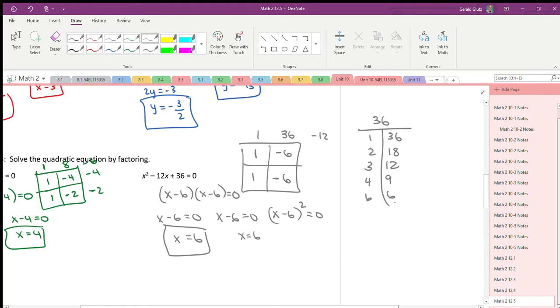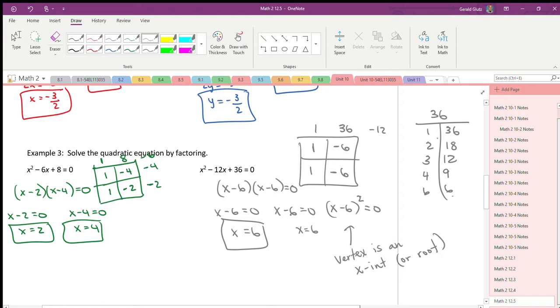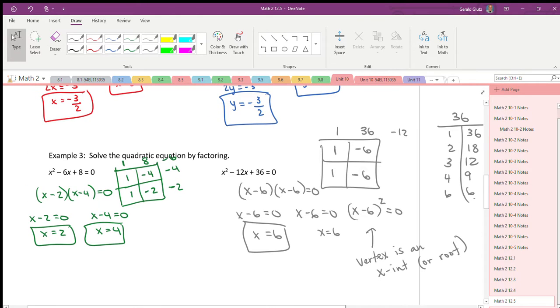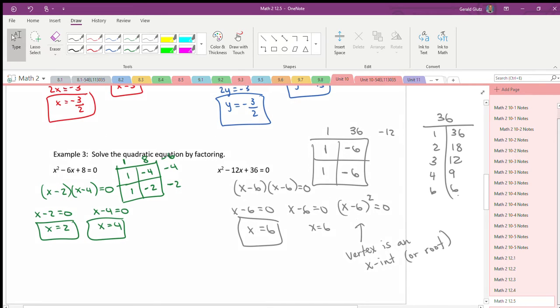The reason I wanted to show you x minus 6 squared is because whenever you have a perfect square, so in this case x minus 6 squared equals 0, you're only going to have one answer. This means the vertex is an x-intercept or root. So that's why you only get one answer. And I know you guys don't have this little space on your notes, so I'm sorry for writing over there. But I'm sure you can figure out a spot to put that.